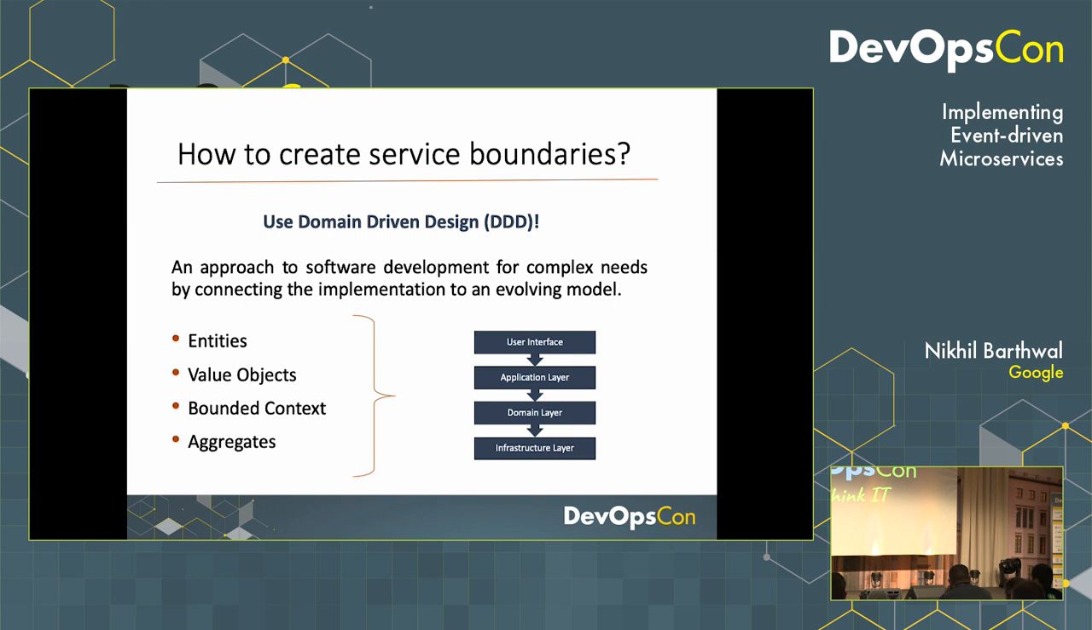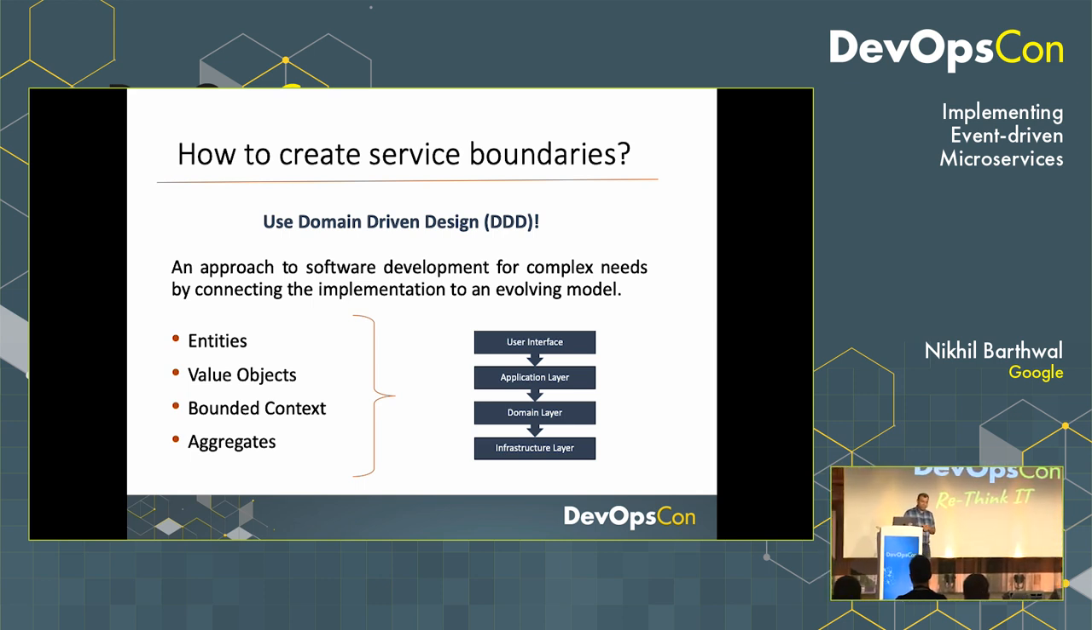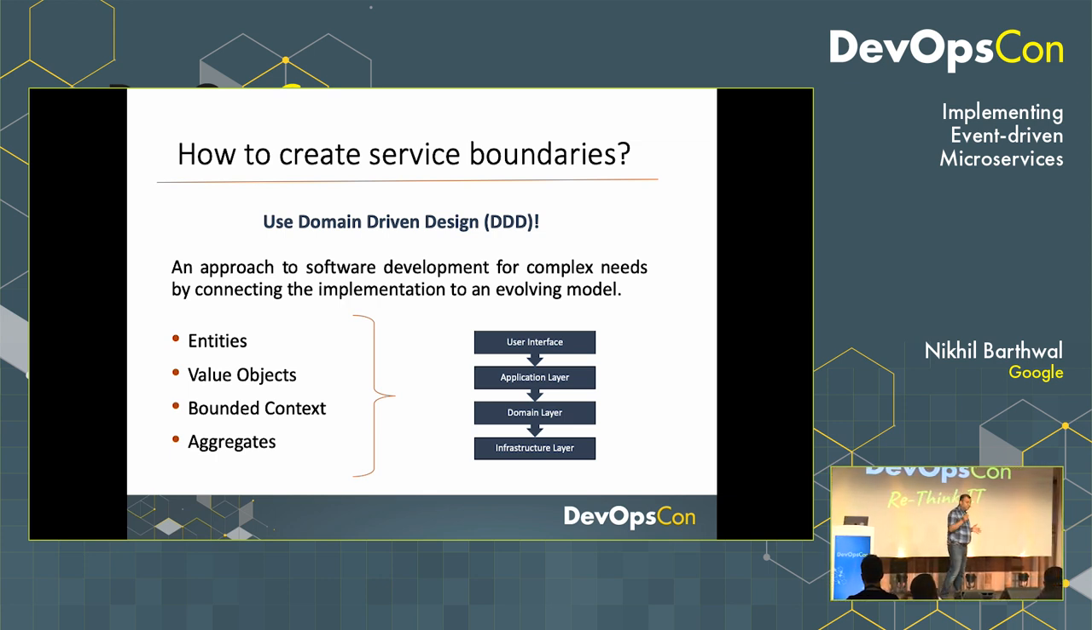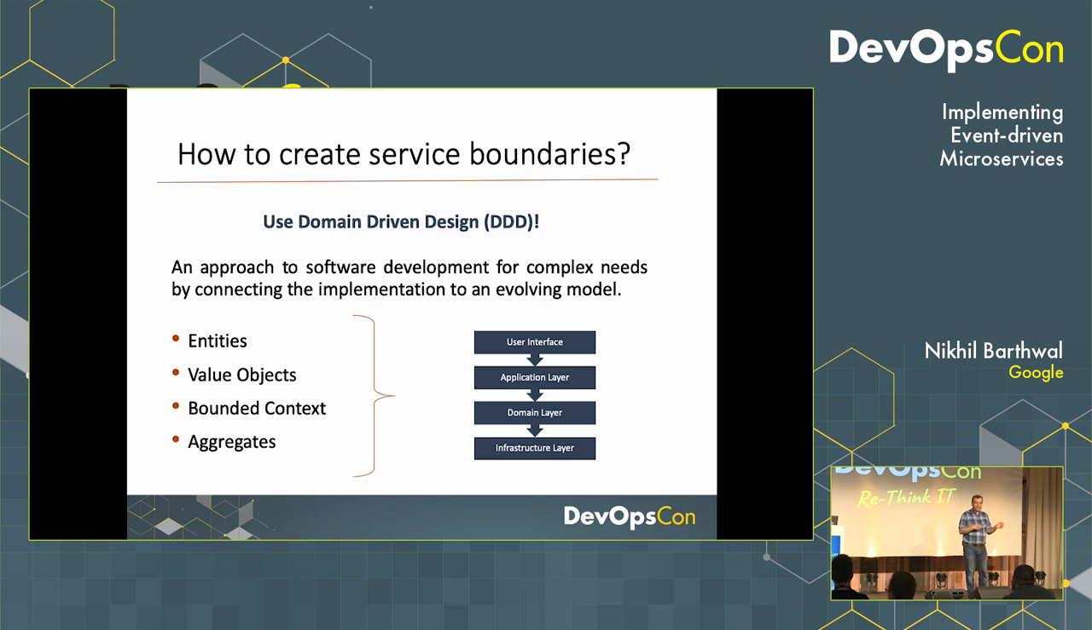Now, domain-driven design by itself is a big topic, and I obviously cannot go into too much detail. In fact, you could have an entire conference dedicated to domain-driven design. So very briefly, this is the textbook definition: it basically models your actual physical stuff into things called entities, value objects. So it's an approach to software development for complex needs by connecting implementation to a model. You have a model that evolves, and the components of these models are denoted by things like entity, value objects, and bounded context.